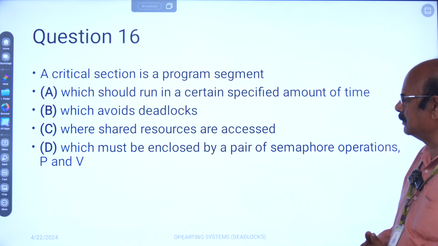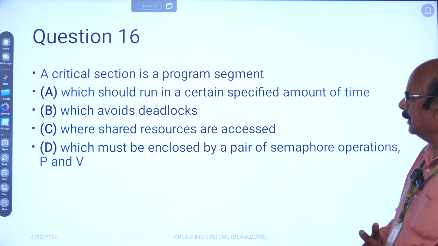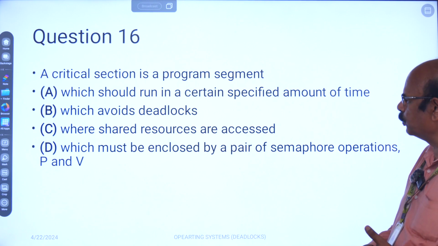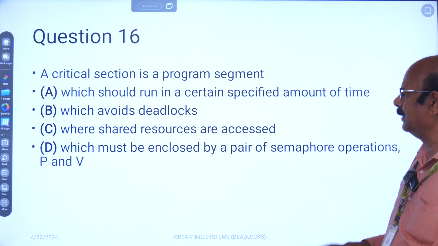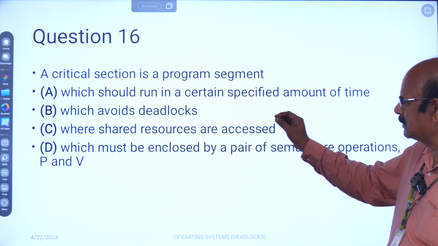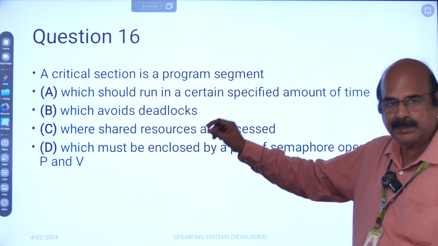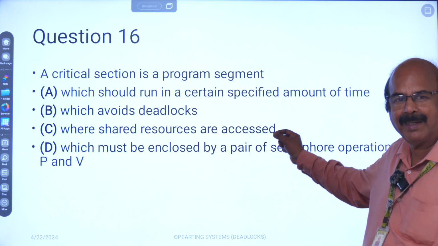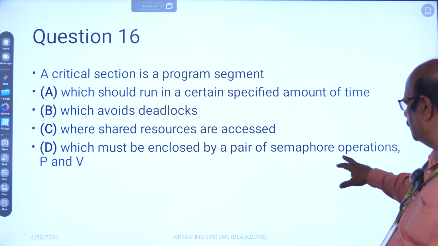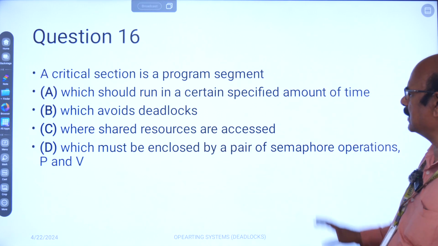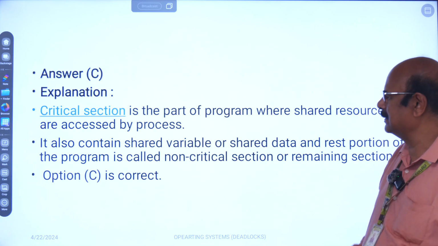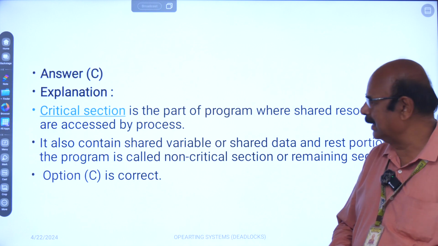So question 15 is the last question for this one. A critical section is a program segment which: option A, should run in a certain specified amount of time; option B, avoids deadlock; option C, where shared resources are accessed; option D, must be enclosed by a pair of semaphore operations P and V. Let us see the answer. The answer is C.